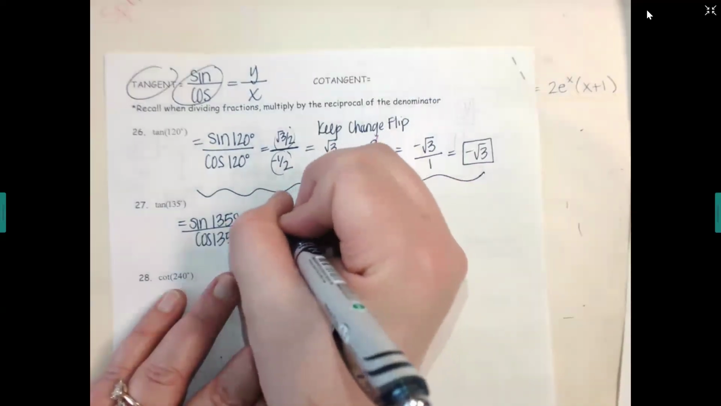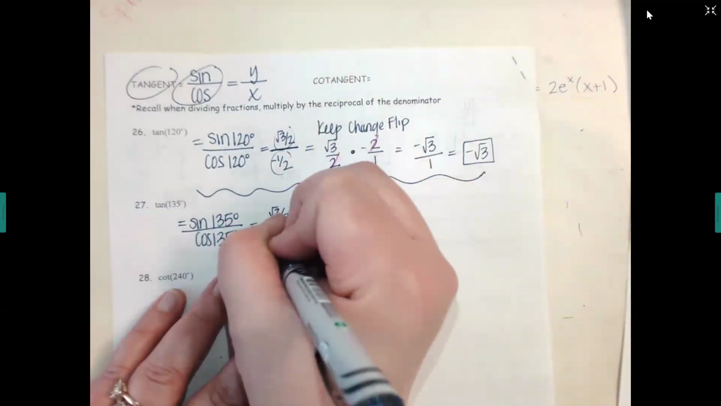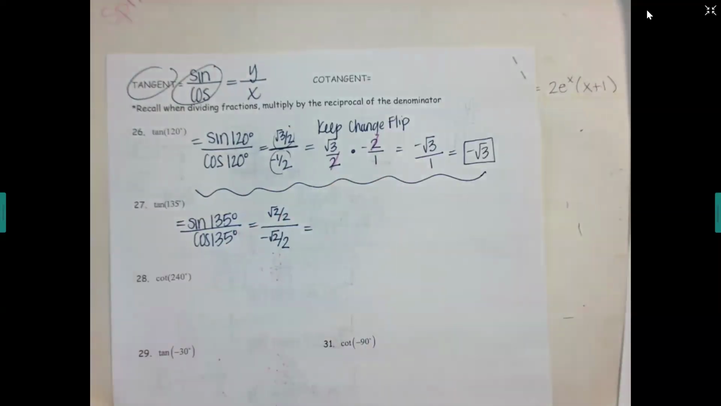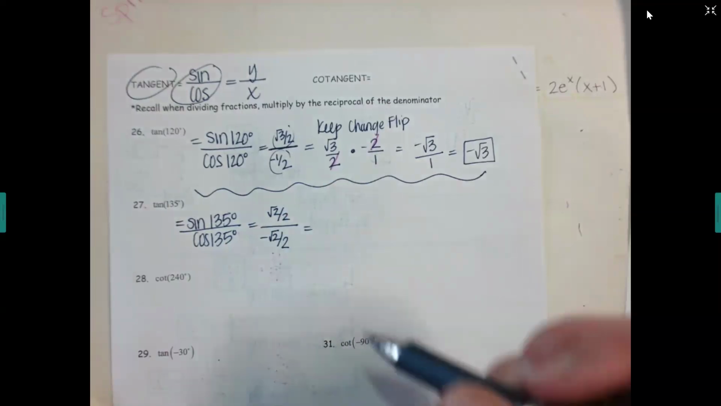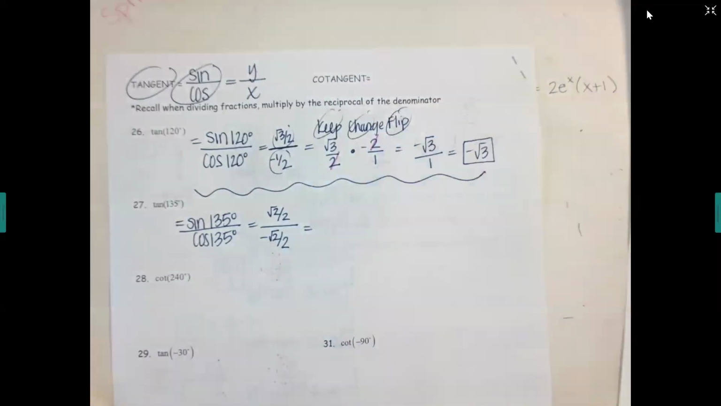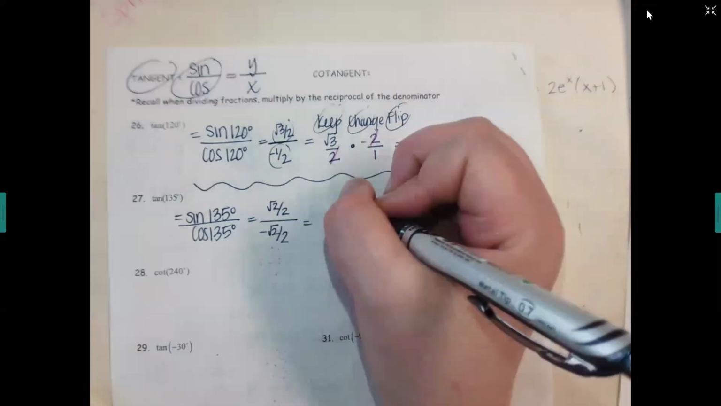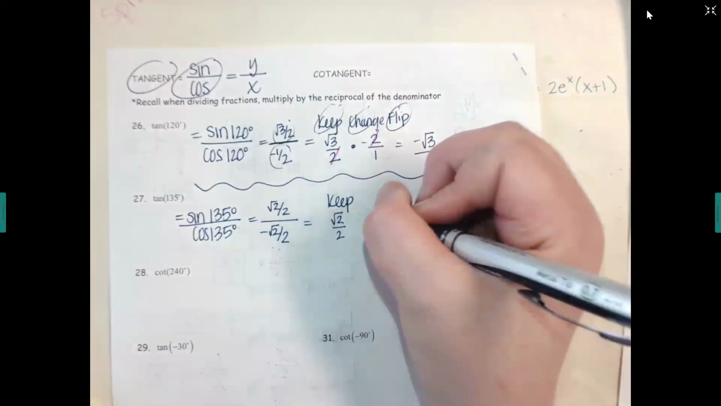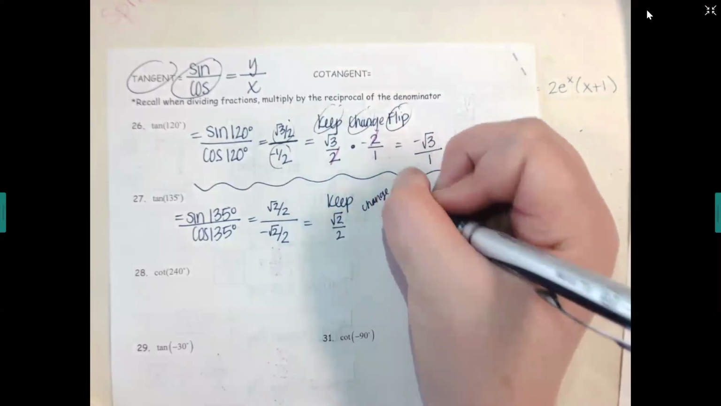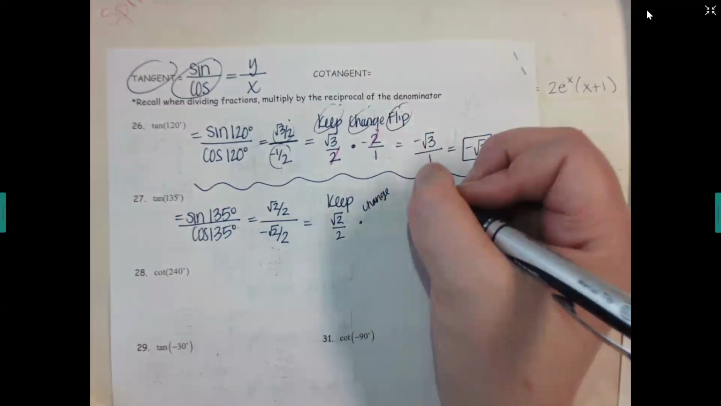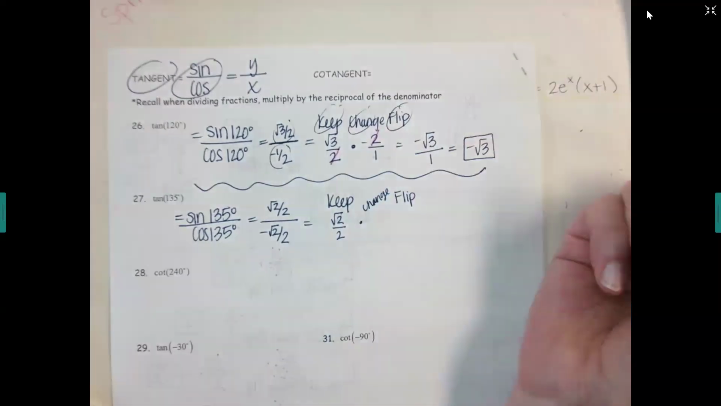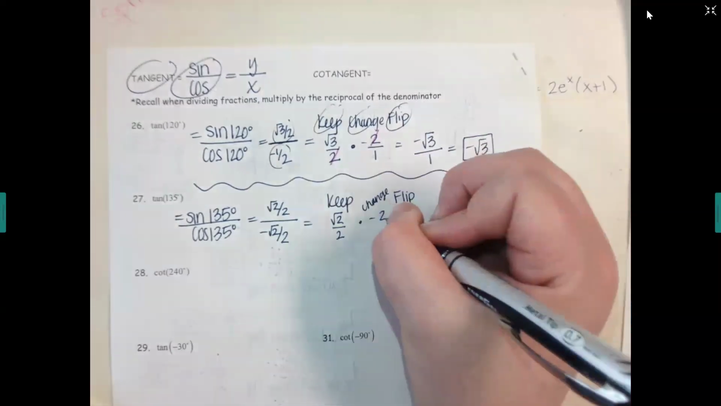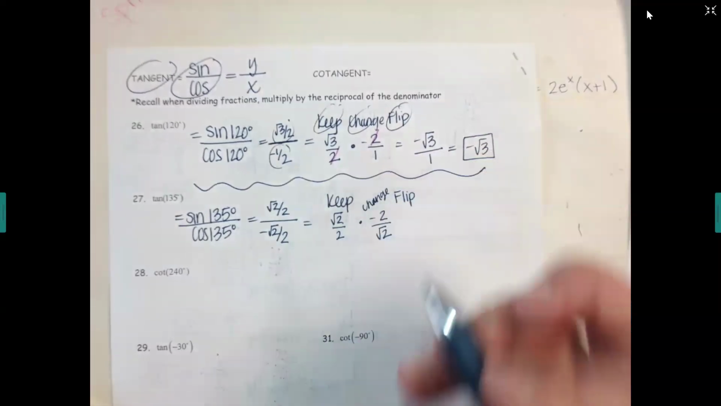So that would be root 2 over 2 divided by negative root 2 over 2. And then I'm like, oh no, fraction over fraction. What am I going to do? Keep, change, flip. So we're going to keep the first root 2 over 2. We're going to change it to a multiply problem. And then we're going to flip whatever the bottom fraction is. So if it was a negative root 2 over 2, now it's a 2 over root 2.